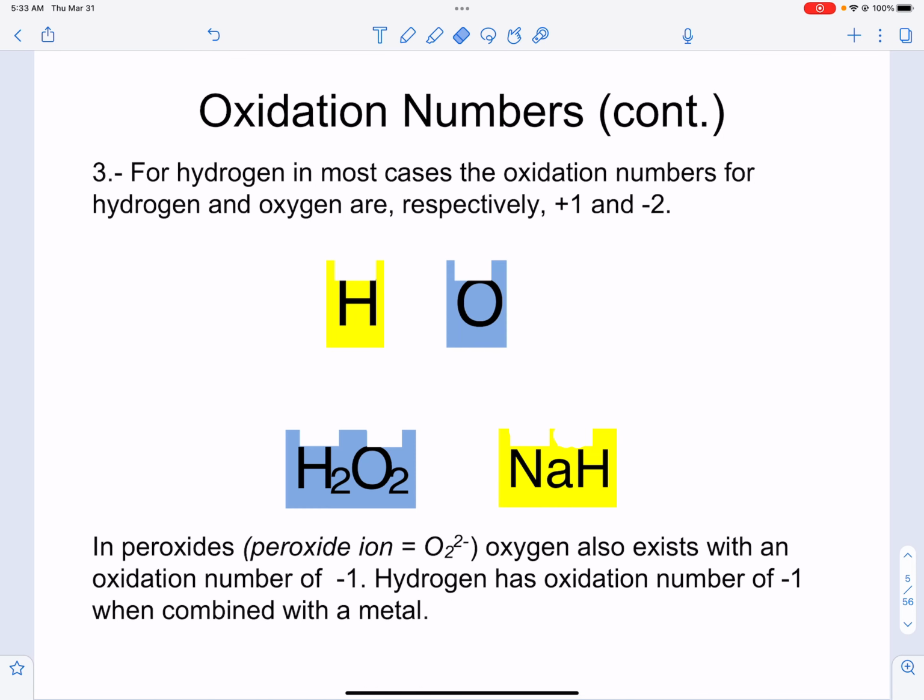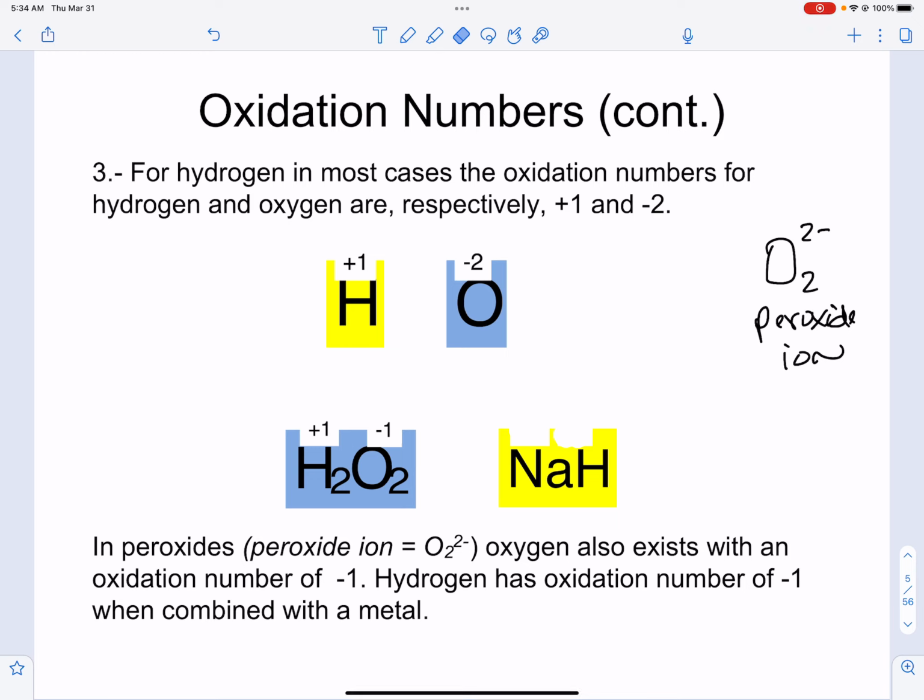Rule number three: hydrogen is always +1, always between quotations. Oxygen is always -2. Except when we're dealing with peroxide. Peroxide is a polyatomic ion, O2 2-. So whenever we have the peroxide ion, in that case, oxygen is going to be -1 and hydrogen is still +1.